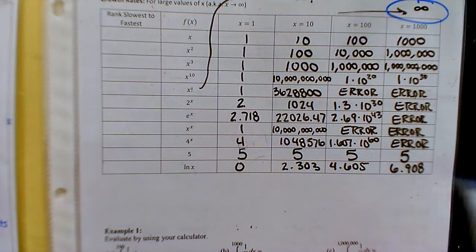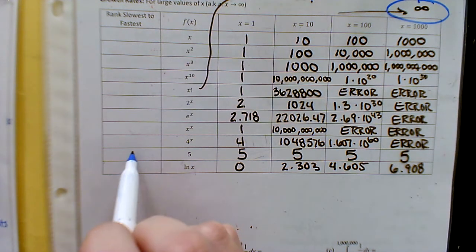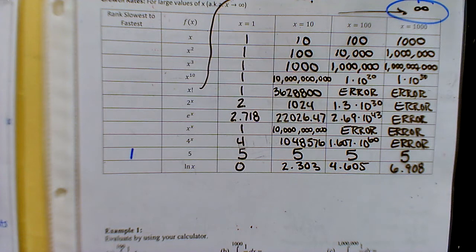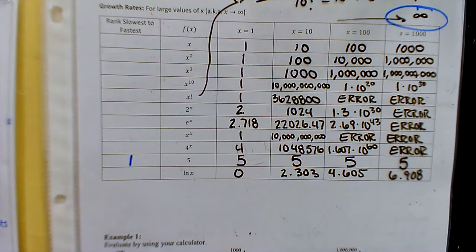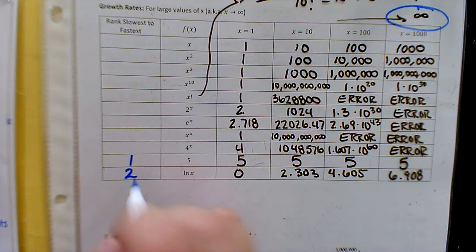5. Yep. Okay, that's the smallest height. So we'll rank them slowest to fastest. We'll say this is number 1. So then our next slowest, what's a little bit higher than 5 based off our values? The natural log, yep. Okay.